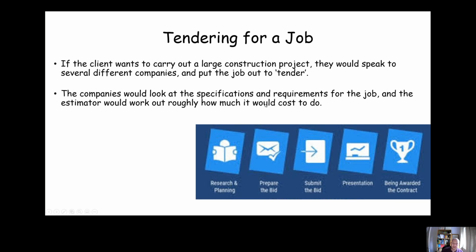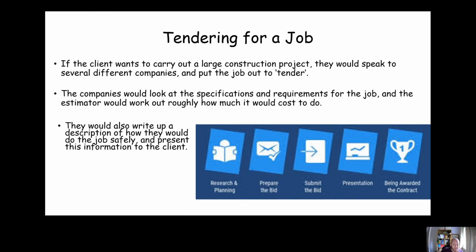They'd add in a little bit on top for profit for themselves, and then develop some paperwork explaining how they'd carry out the job essentially and how much it would cost. And then they would submit that to the client, and the client would then pick essentially what they believe the right person for the job would be.